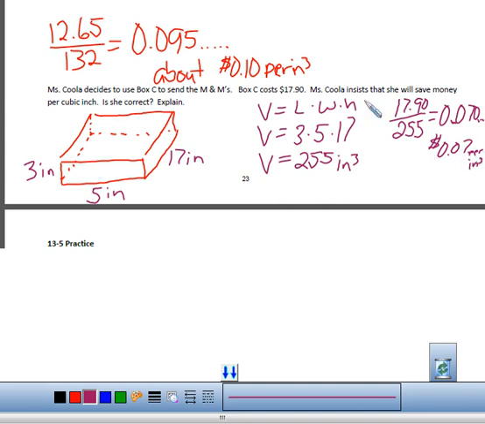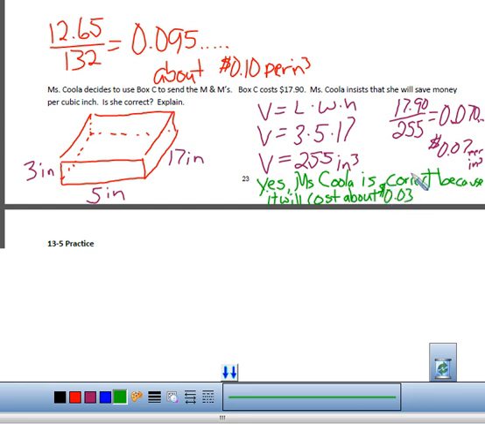So, is 7 cents per cubic inch better than 10 cents per cubic inch? Yes, it is, because it costs less. So, we're going to make our final statement here. Yes, Ms. Kula is correct, because it will cost less per cubic inch, about 3 cents less per cubic inch.